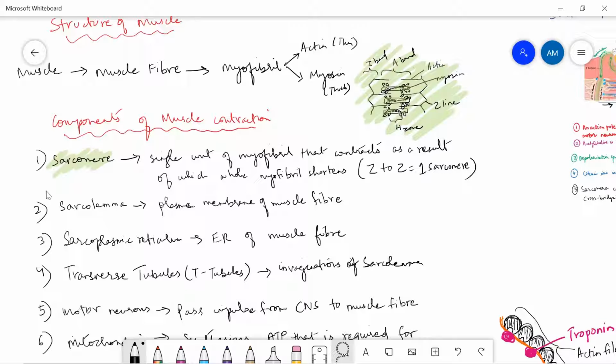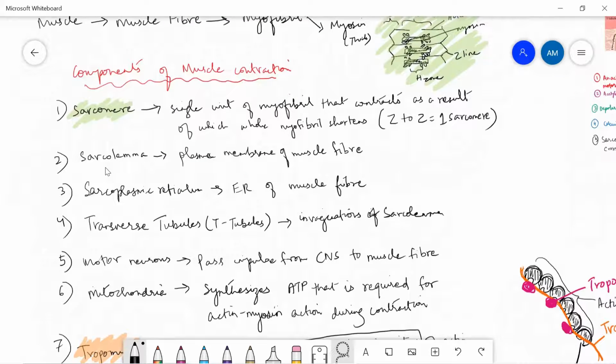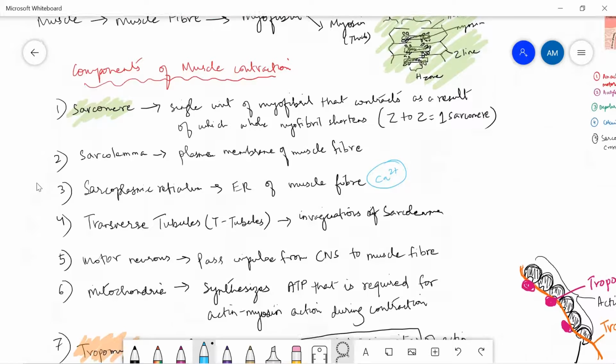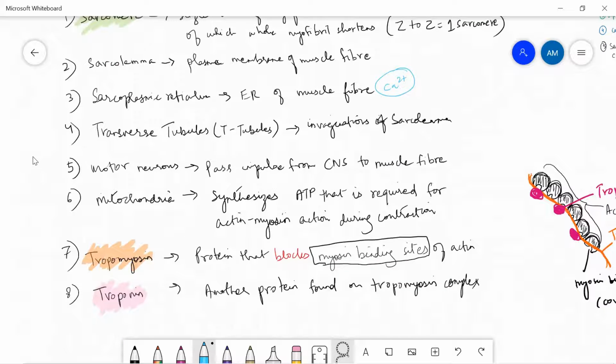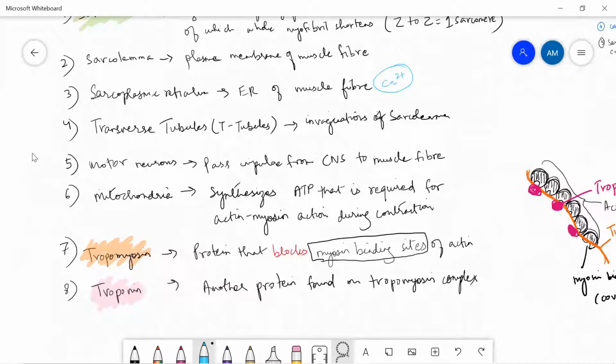Next component that we discussed needed for muscle contraction is the sarcolemma. This is the plasma membrane of the muscle fiber. This receives the action potential from the adjacent motor neuron. Sarcoplasmic reticulum is the endoplasmic reticulum of the muscle fiber. And if you can recall, the sarcoplasmic reticulum is richly loaded with calcium ions, stores calcium ions. Transverse tubules are nothing but just dents or deep invaginations of the sarcolemma. This kind of modification of deep invagination helps the muscle fiber to transmit the depolarization wave or the action potential quickly all across the sarcolemma.